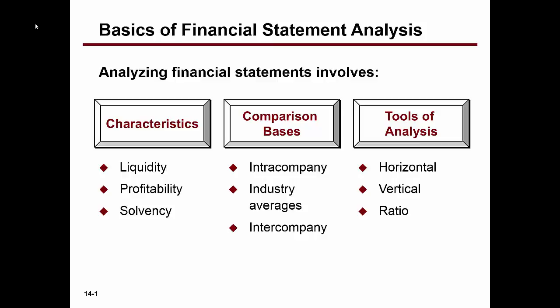Okay. When we do our analysis, we can do intra-company. When we do intra-company, we're simply going to be comparing the company to itself over time or relative to different financial statement line items. When we do industry averages, we're obviously comparing the company to what? To the overall industry. And when we do intercompany analysis, we're going to be comparing the results to a specific company that we would choose, maybe a trendsetter or a gold standard, a standard setter in the industry.